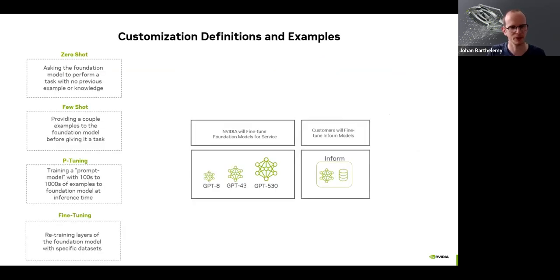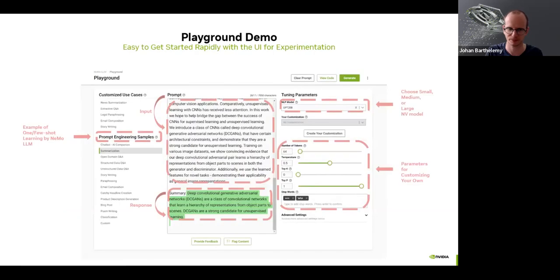Okay, so at the end of the day, with Nemo services, you've got a few ways to customize your foundation model. Like zero shot, few shot, like we've seen before, p-tuning of course, but you can also do some fine tuning using the services. So that's where you're going to retrain some of the layers of the foundation model with some specific data set. And you get access to GPT-8, 43, and 530. Okay. In addition, you've got the information retrieval data set.